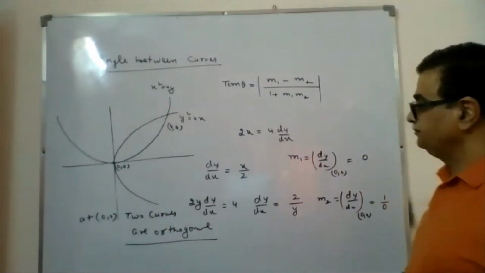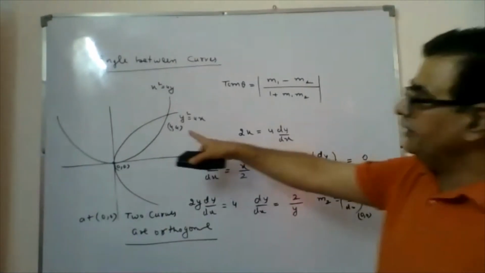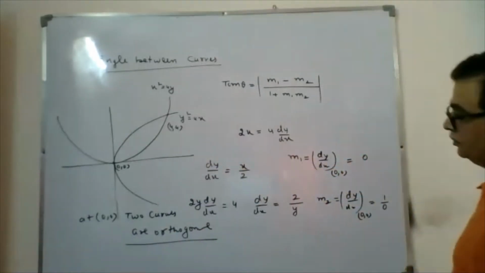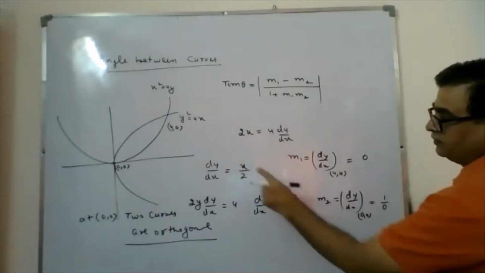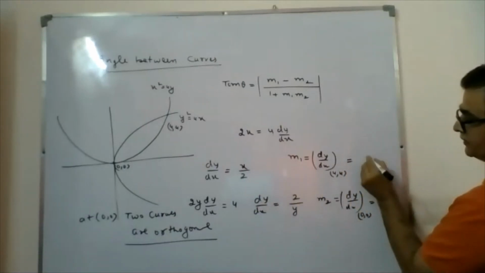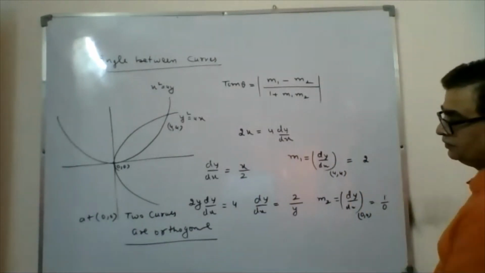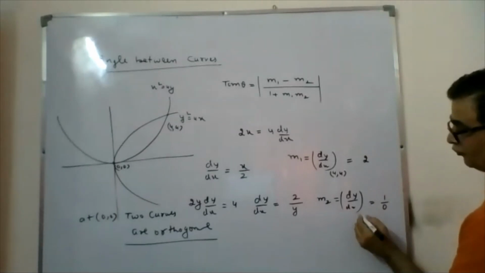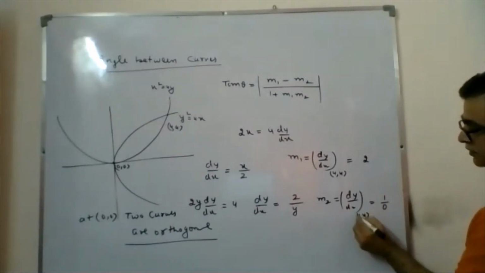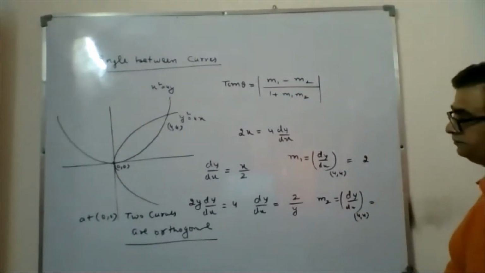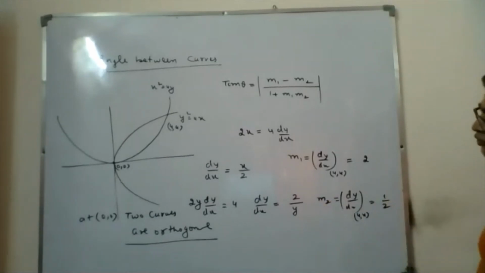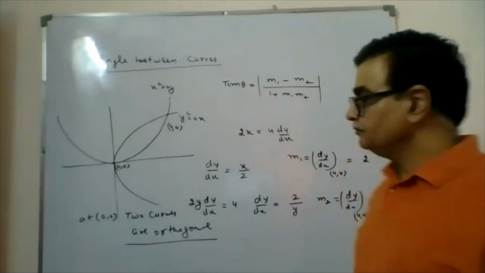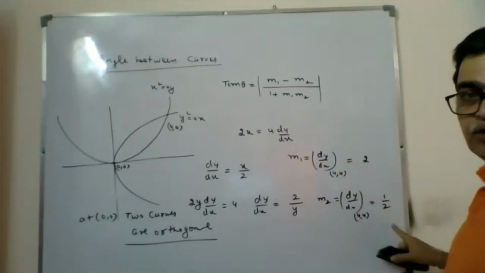Second one, when you have the point (4, 4), the slope x by 2 will be 4 by 2, which has come out to be 2. Here, it is again at (4, 4), so what will it come? 2 by 4, 1 by 2. So one slope you got 2, another you got half.